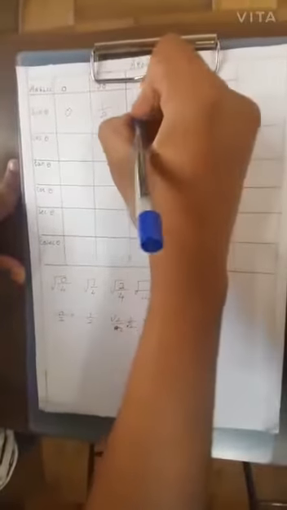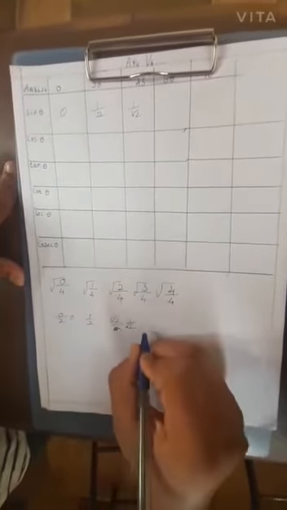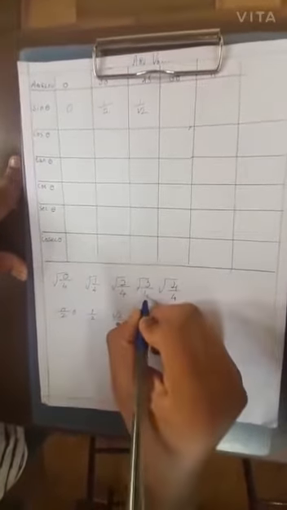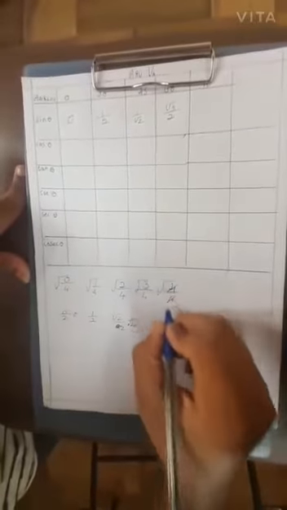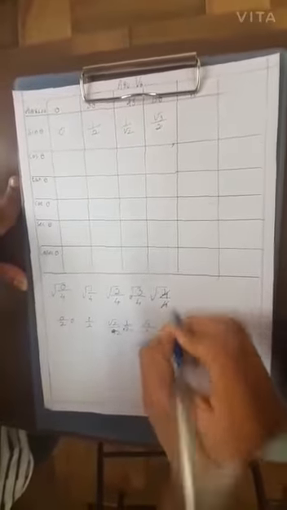Now for 60 the same way it's applicable. Root 3 is root 3 divided by 4, root is 2. So sine 60 is root 3 by 2. Same way for 90, 4 and root of 1 is 1. So sine 90 is 1.